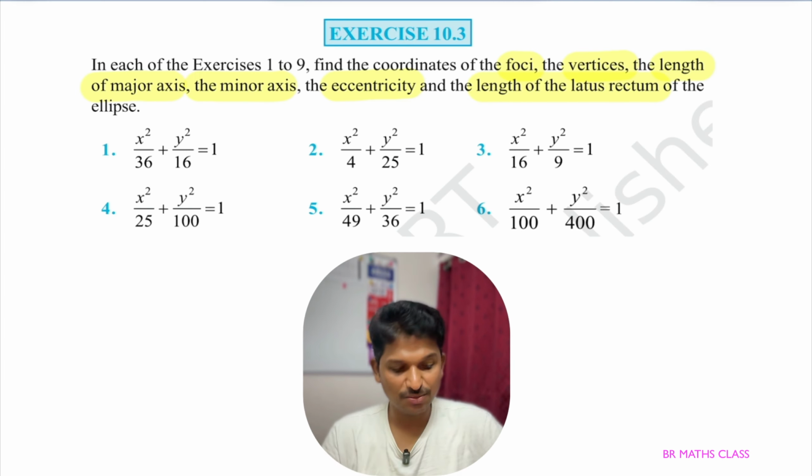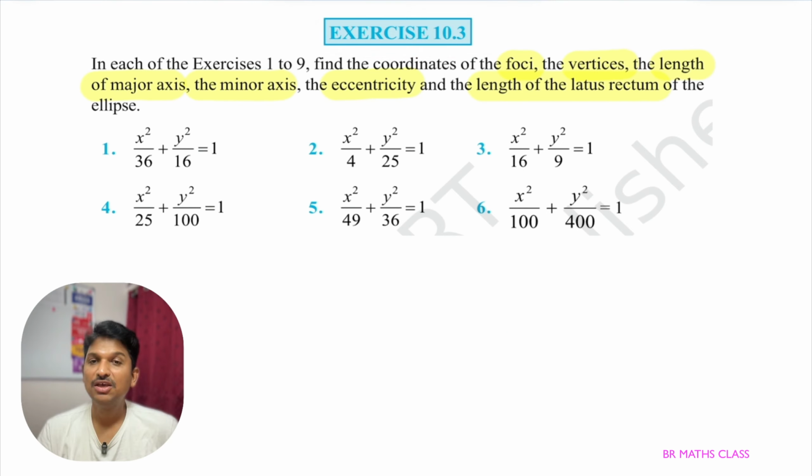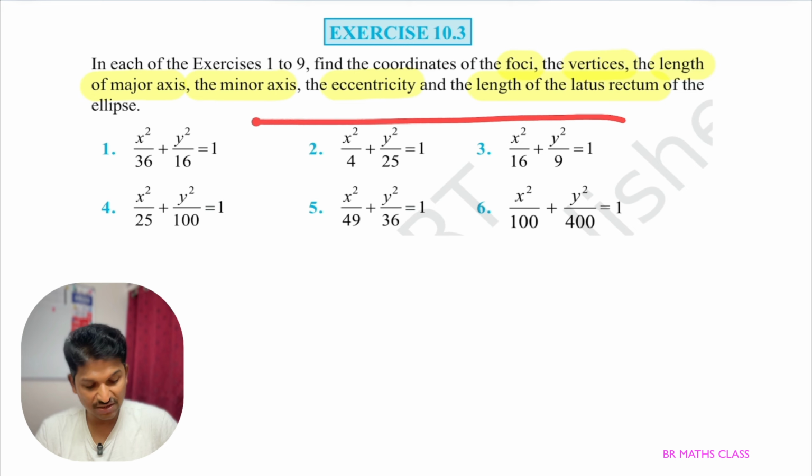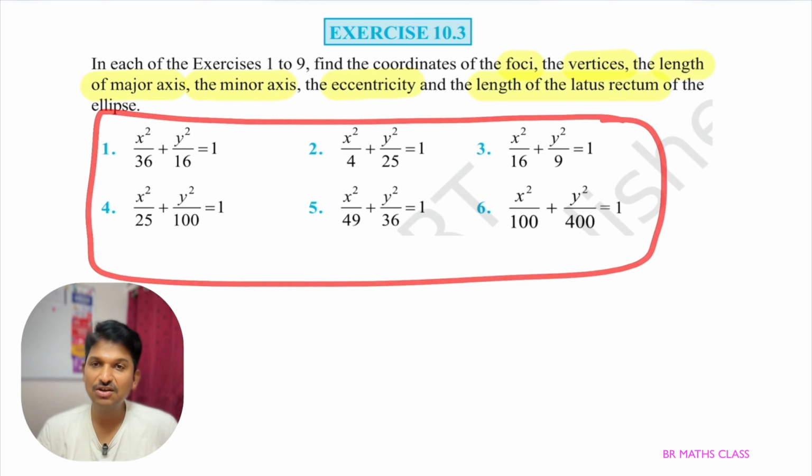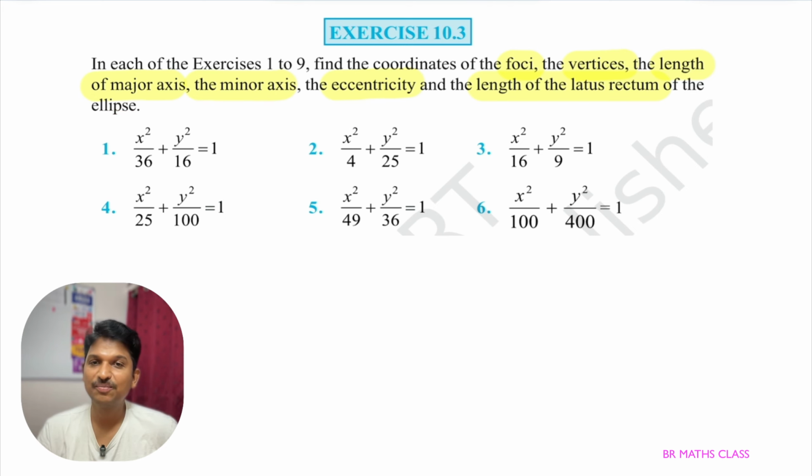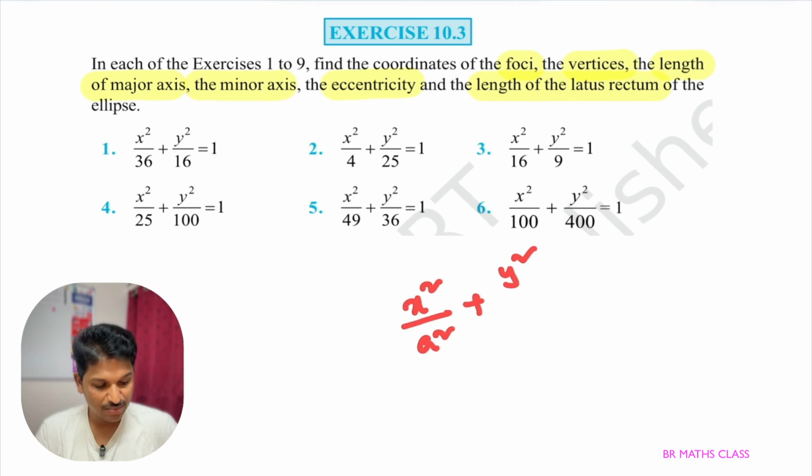Third exercise problems. Exercise number 10.3. You observe in these questions, total 6 questions are there here. These are all equations of ellipse. How can you say these are all equations of ellipse? The equation of an ellipse is what? x square by a square plus y square by b square equal to 1.